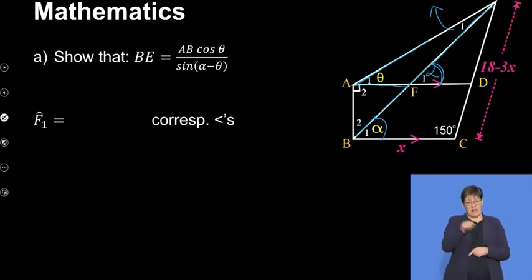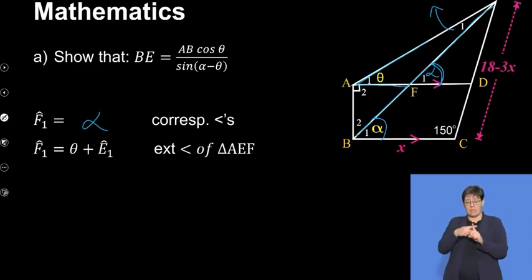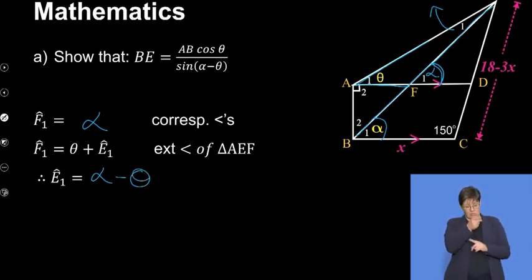So remember we said F1 is equal to alpha because it's corresponding angles. And F1 is equal to theta plus E1. And so therefore, E1 is equal to alpha minus theta. Now we're going to need that information when we continue with the example.